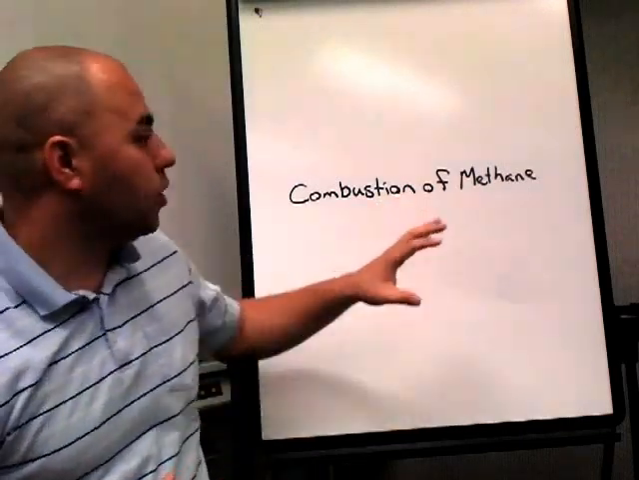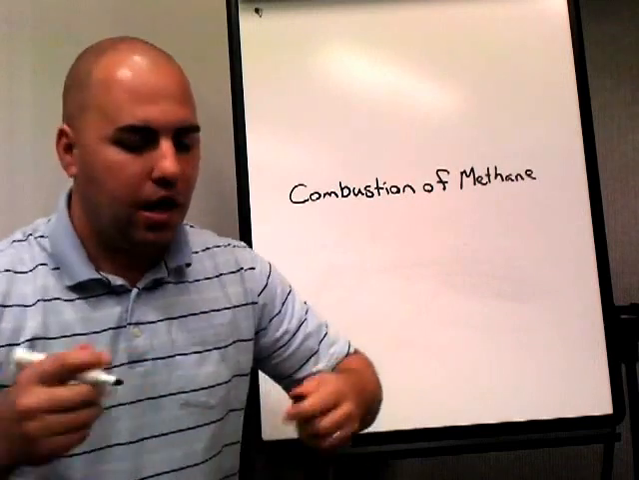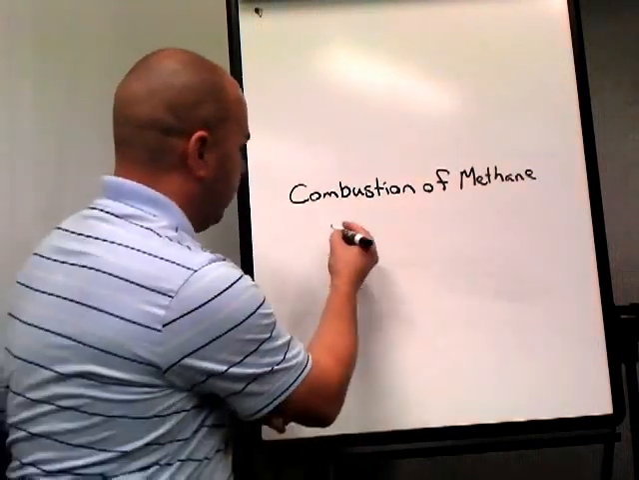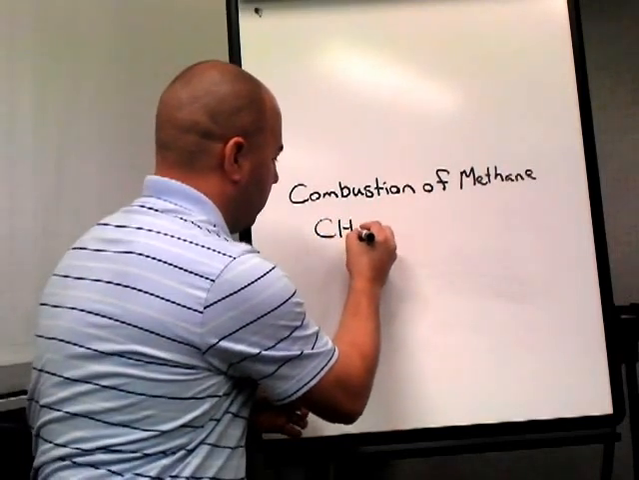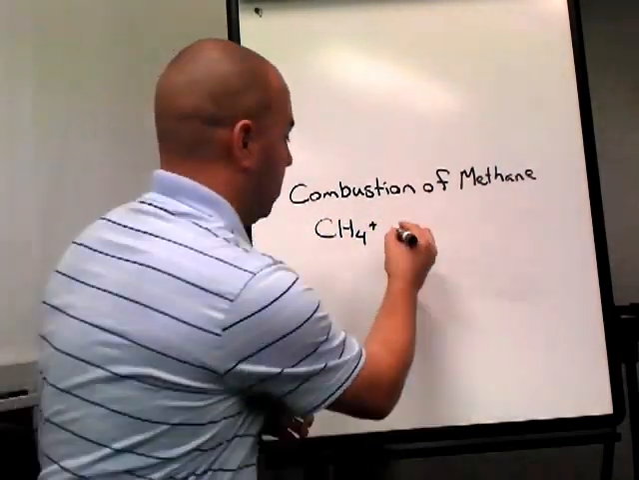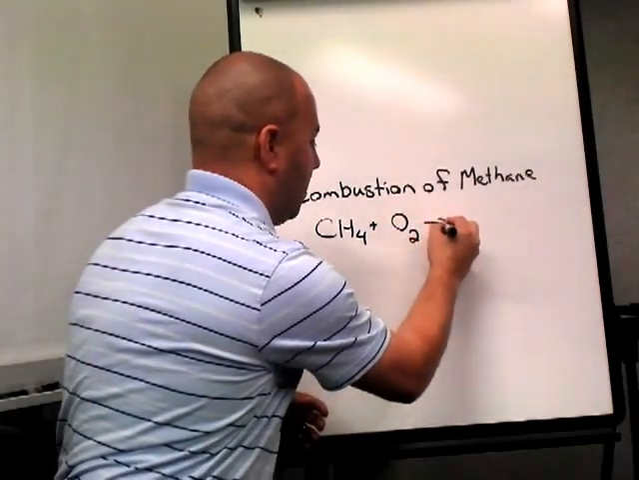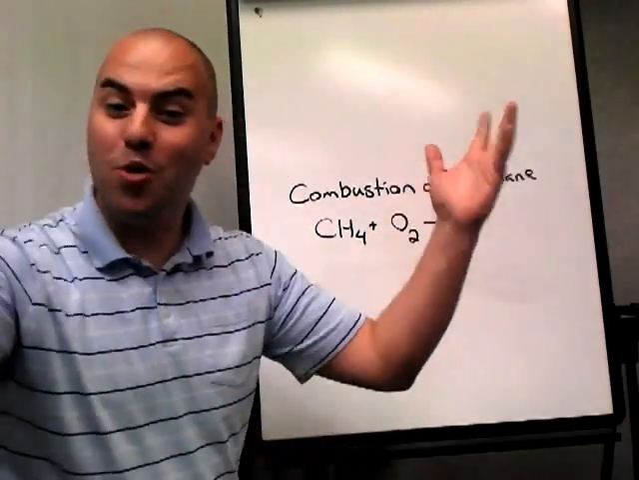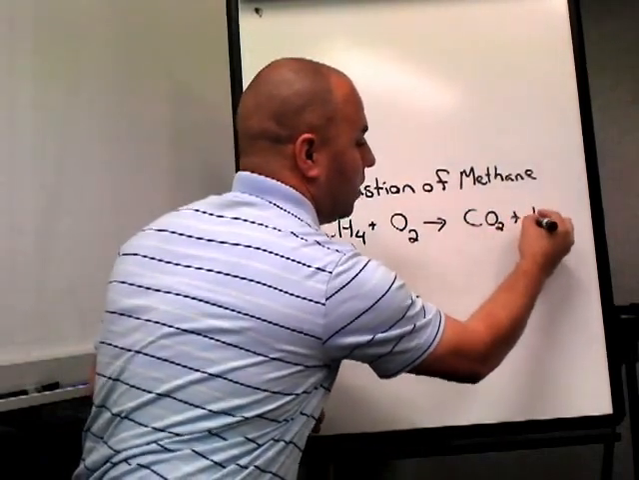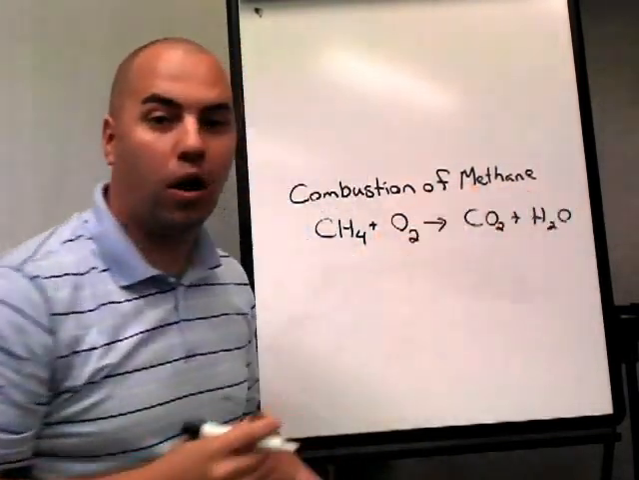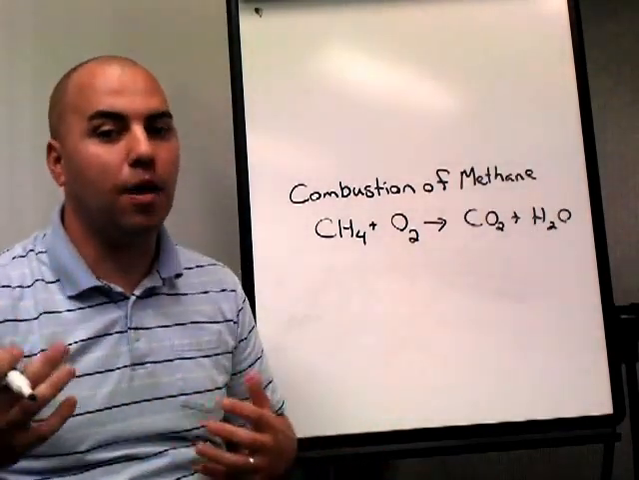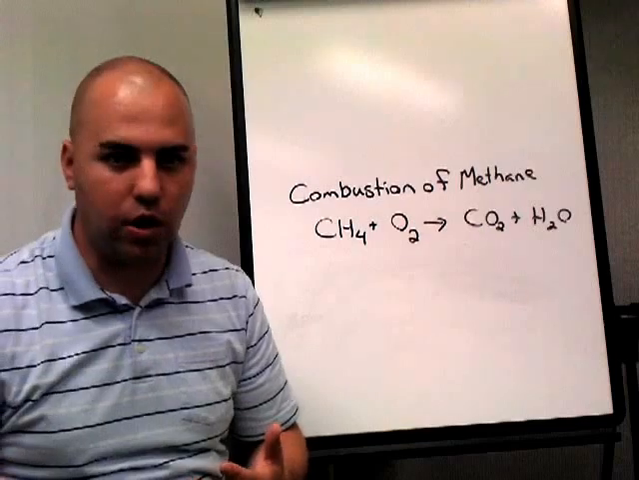But what we're going to do here is we're going to talk about the combustion of methane. Now, the way that works is methane is CH4, and it combines with oxygen. You add a little spark, a big boom, and you end up with carbon dioxide and water. The trick here is we need to make sure we have the exact same number of atoms on each side of the equation.